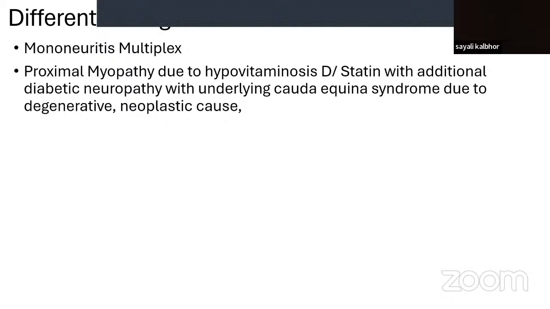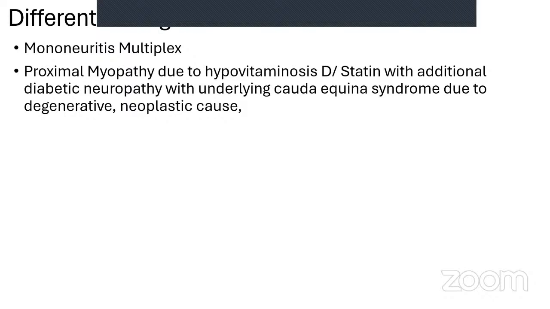So then what would be the DDs? No DD. You have already made a diagnosis. Whenever you get a lumbosacral plexopathy, the DDs are cancer, radiation, trauma, and diabetes.